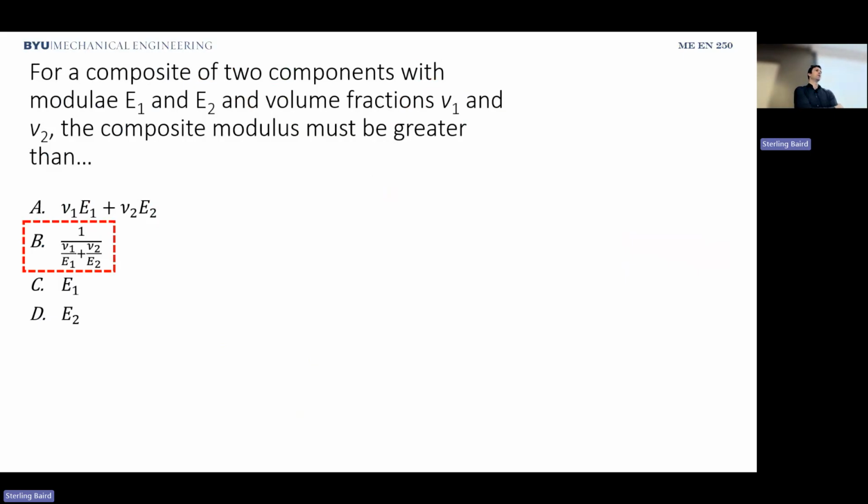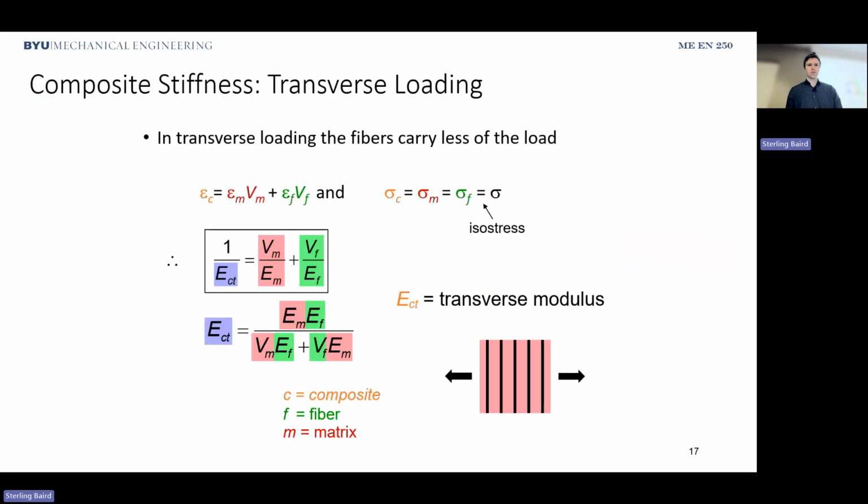In our equation sheet, the upper and lower bound equations are denoted by subscripts CL and CT. Do you know what those stand for? CT is transverse, CL is longitudinal. I think the C is just composite, but let me double check that. So composite stiffness, longitudinal versus transverse. And the transverse direction is going to be the lower bound. Is that what you're saying?